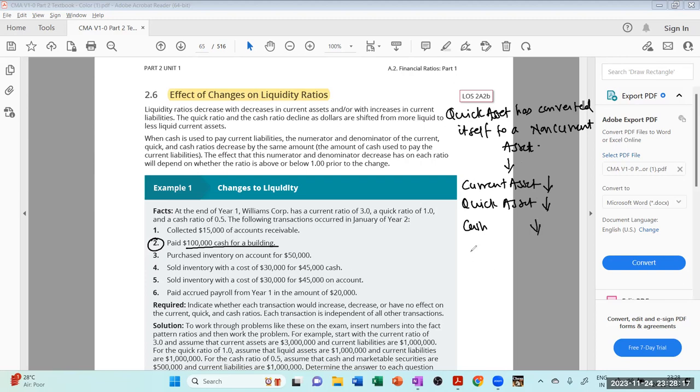So current ratio will decrease. Quick ratio will decrease. And the cash ratio also will decrease. Does everybody agree with this statement?